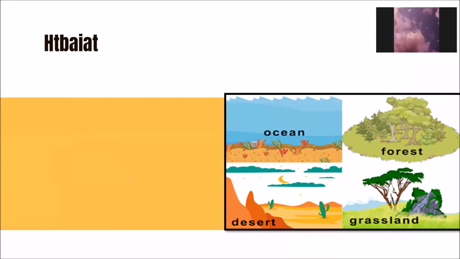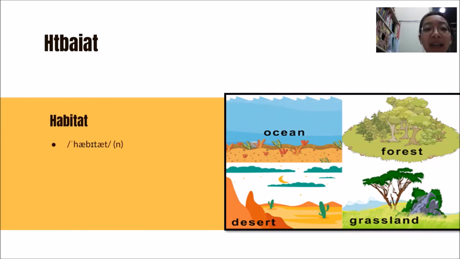Habitat. Thank you. Another point for Team Prince. Habitat. This is a really easy word to pronounce. Please repeat after me. Habitat. Yes, please, all the class repeat after me. Habitat. Thank you, that's a great answer from all of you. So, habitat. In Vietnamese, it means môi trường sống.